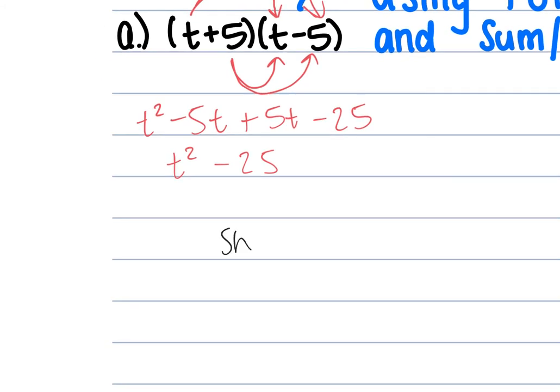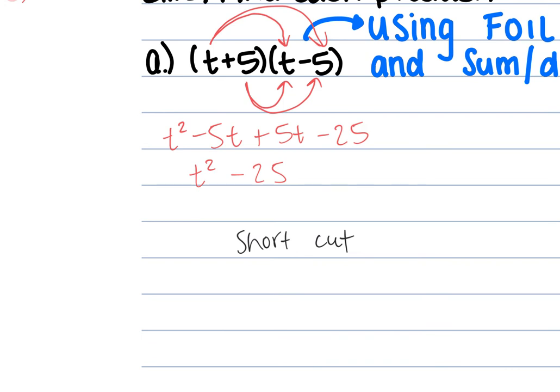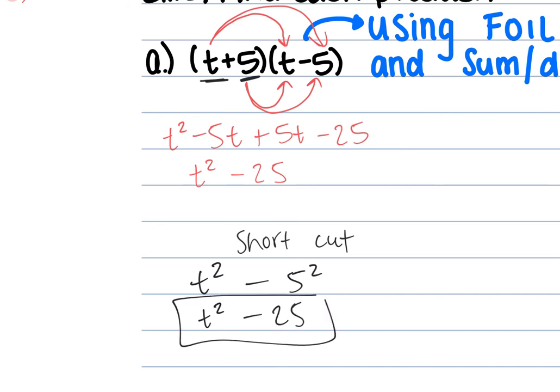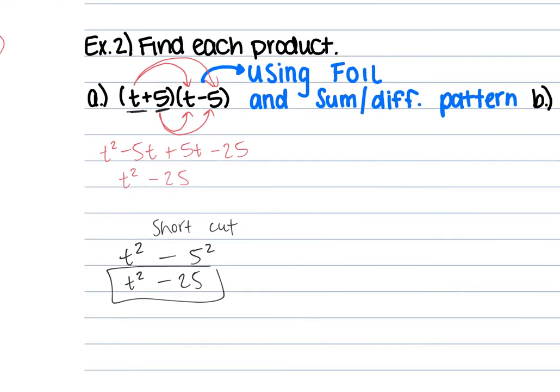Label this the shortcut. What was my first term? T. Square it. What was my second term? 5. Square it. And throw a minus sign in between them. What's t squared? T squared. What's 5 squared? 25. Say what? Yes? No? Maybe. All right, let's check it out.